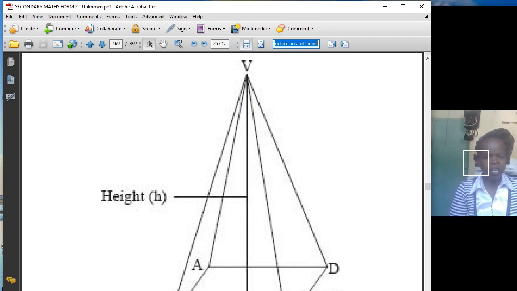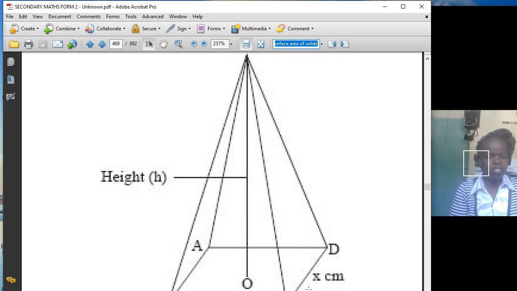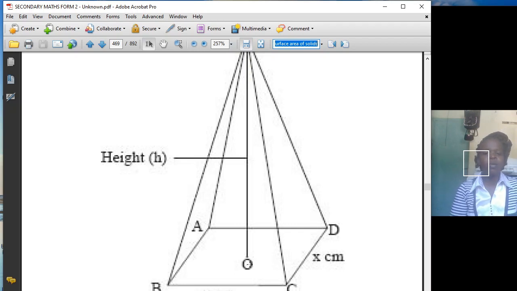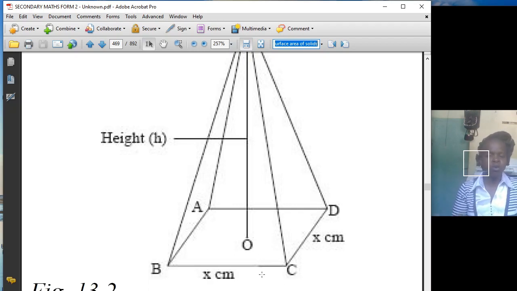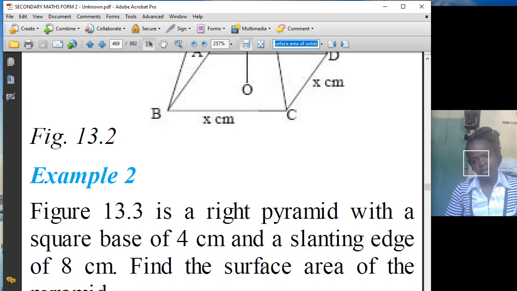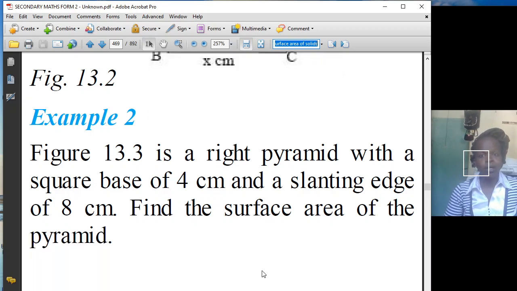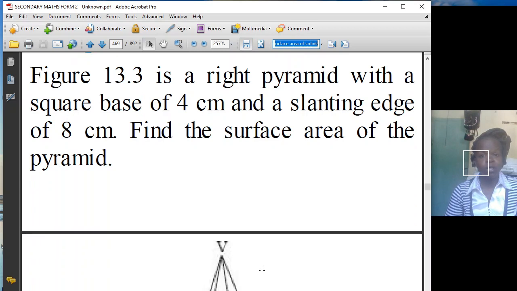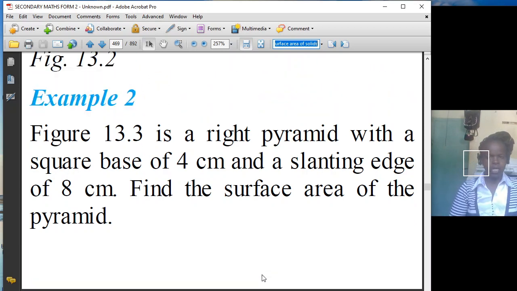At the same time, if I draw a line from O to this point here, to the midpoint of the side CD, it will also form a right angle triangle. So depending on the information given in a question, you may use that concept to calculate some of the lengths that will assist you to get the surface area. Hope we are there. Hope you're following what we are doing.